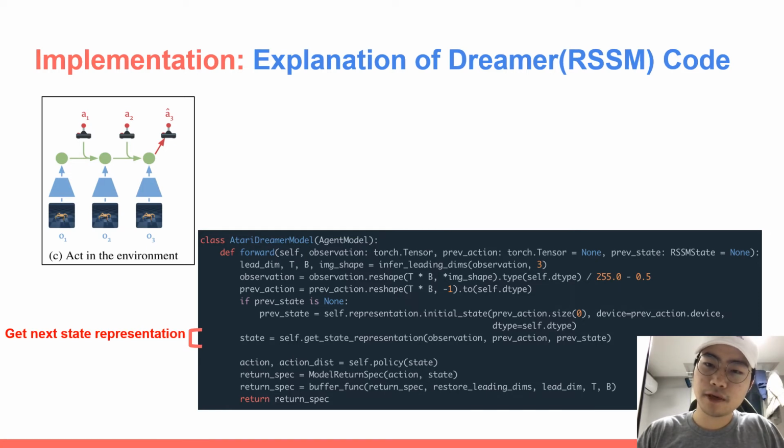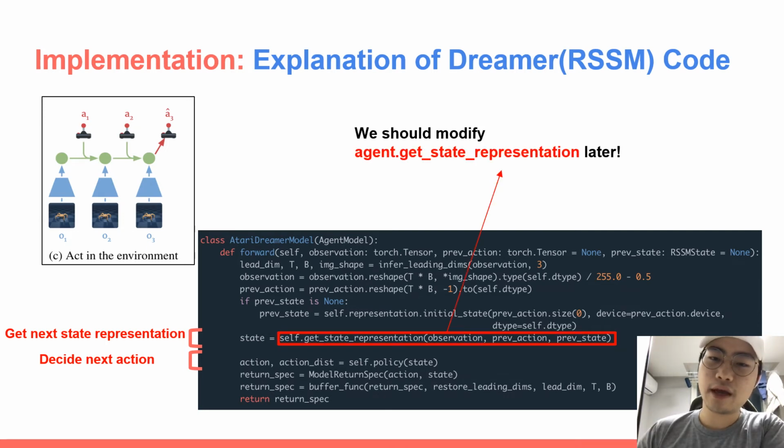Firstly, with the given observation, previous action and previous state, the representation model gets the next state representation. Then, using the inferred state representation, the actor network decides what action to do next. Again, note that we should modify the getState representation function later.